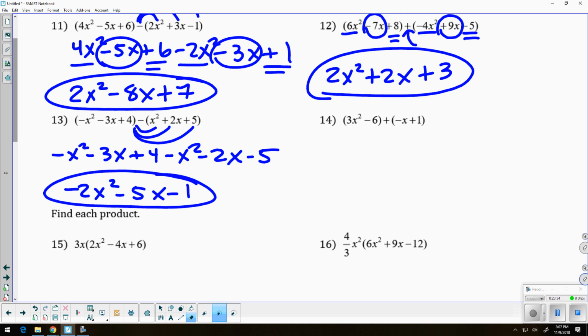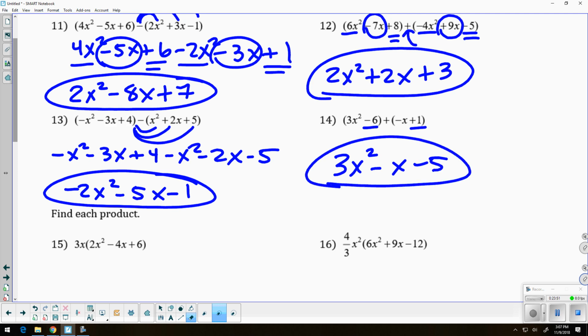And then same for 14. Now we're just adding. So going back to addition, combine like terms. The only like terms we have, though, are the negative 6 plus 1. So everything else just stays the same. You still got 3x squared. You still have that minus x, but negative 6 plus 1 gives you negative 5. Okay, so again, your goal is just to add them, so don't start trying to factor or do anything else. You're not doing that. You're just simply adding or subtracting the polynomials.